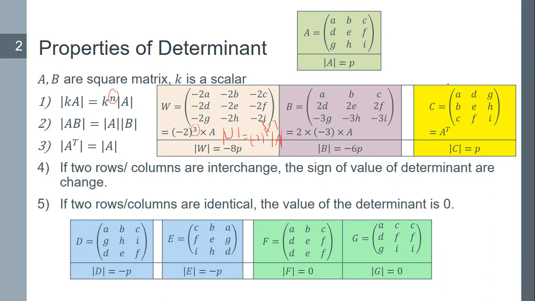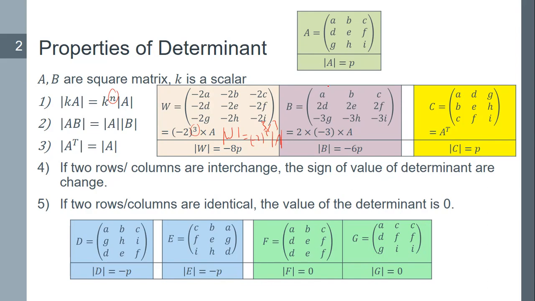Now how about C? C is actually A transpose. You see that a, d, g is from the first column, and b, e, h is the second column. From the definition before, we already said that the determinant of A transpose is the same as the determinant of A. So the determinant of C is equal to P.